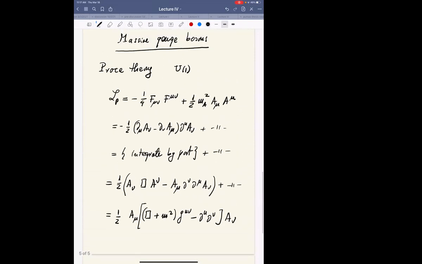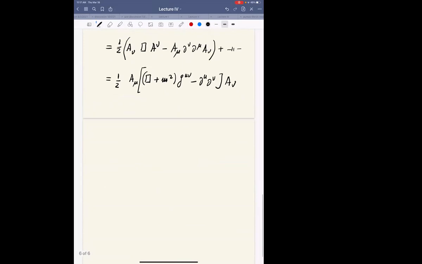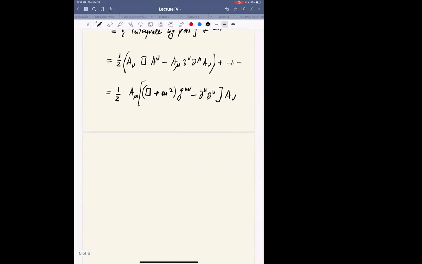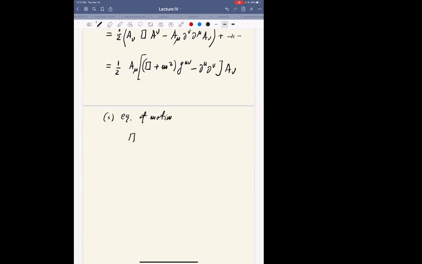You and I know how to write the Euler-Lagrange equations of motion. But from here, you see, I have a quadratic form, so I can also look for the propagator. I can do two things: find the equation of motion for my field, and then find the propagator. Okay, so the first step is the equation of motion. Let's see what we get. Obviously, we'll get this. You are going to reproduce it.